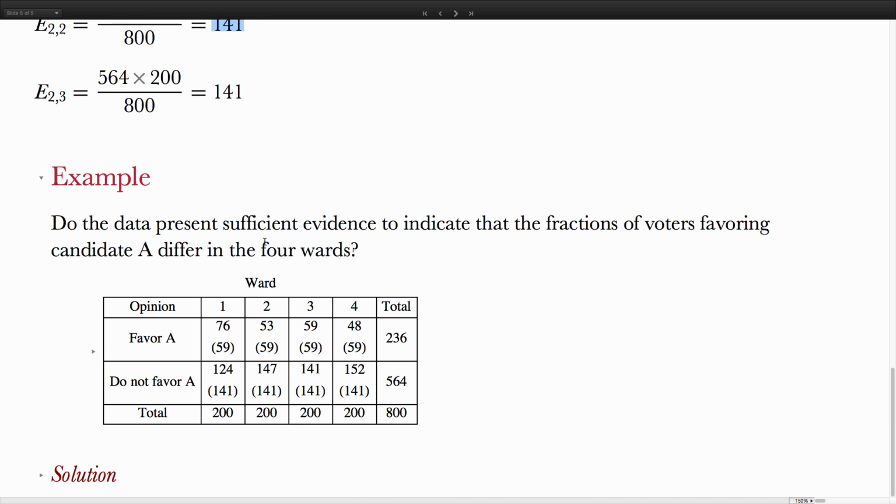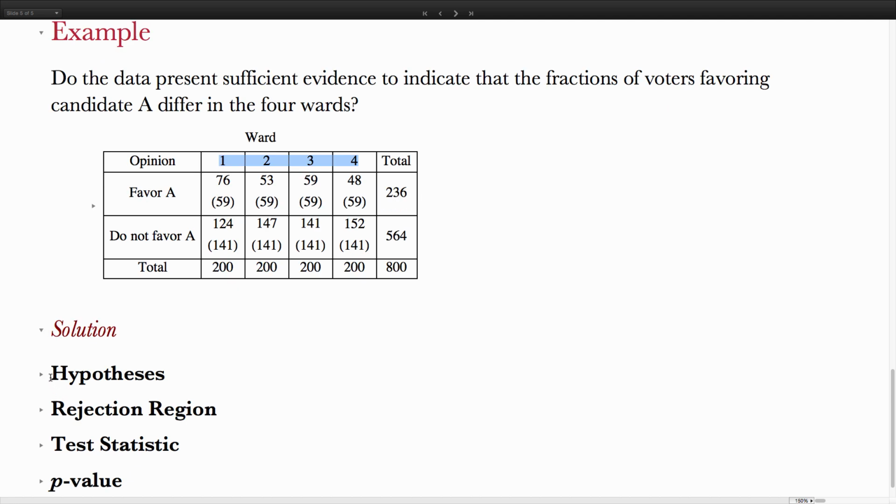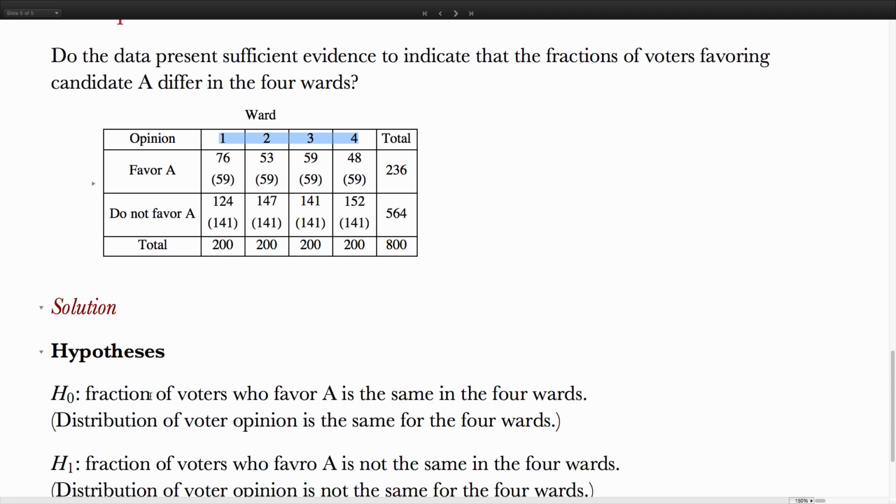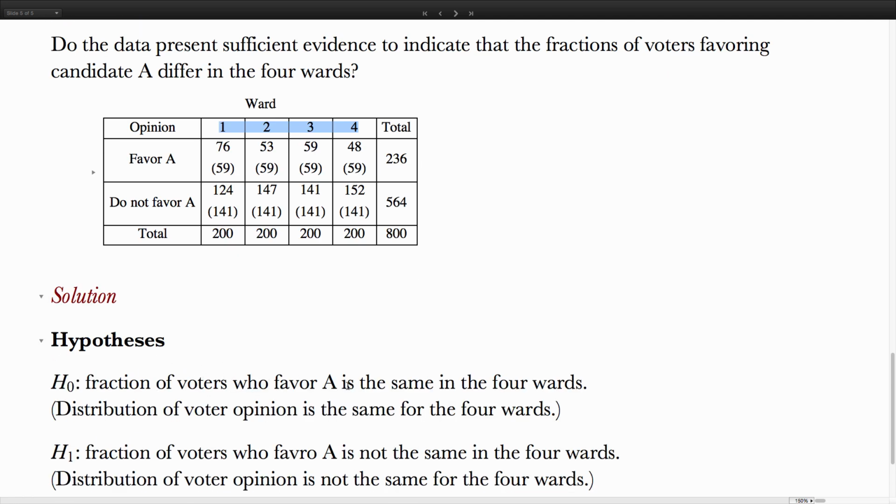Do the data present sufficient evidence to indicate that the fractions of voters favoring candidate A differ in the 4 wards? So does the data give enough evidence that the distribution of opinion is not homogeneous across the 4 wards or the 4 populations? Okay. So our null hypothesis is that they are homogeneous. So hypotheses: the fraction of voters who favor A is the same in the 4 wards.